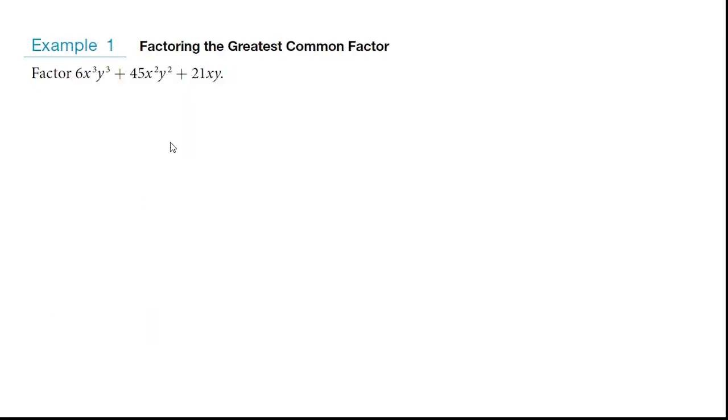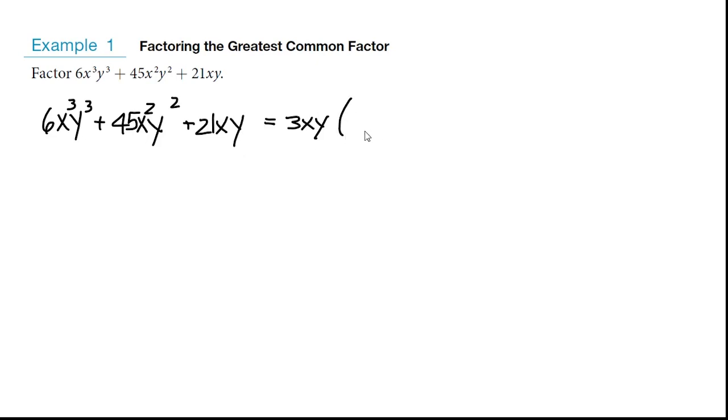In example 1, I want to find the greatest common factor of the expression 6x cubed y cubed plus 45x squared y squared plus 21xy. So the greatest common factor between the numbers 6, 45, and 21 is 3. The greatest common factor between x cubed, x squared, and x is x. And the greatest common factor between y cubed, y squared, and y is y.